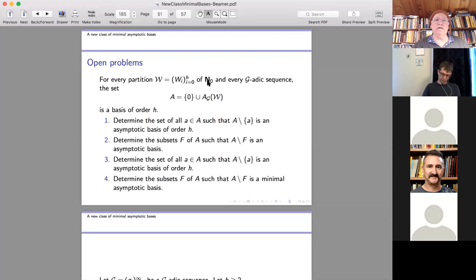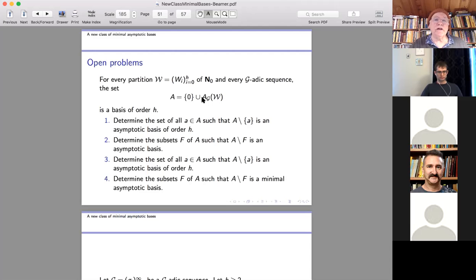Suppose you take the non-negative integers and you partition it into h minus 1 subsets. And you take a geodetic sequence, and this A_G of W is the set of positive integers that come from this partition. And I'm going to throw in 0. In the previous examples and in the theorem, I was looking at a set of strictly positive integers. There was no 0. 0 is sort of curious.